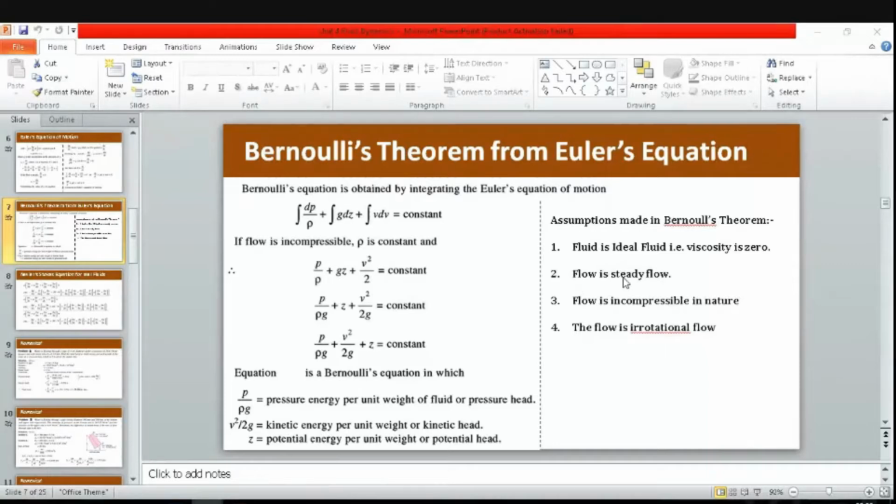After that, flow is steady flow. We assumed in the derivation that flow is steady flow. Then flow is incompressible flow. Here we assumed incompressible flow to keep density constant. And remember the fourth assumption, that the flow is irrotational flow. All this we had seen in our last lecture.